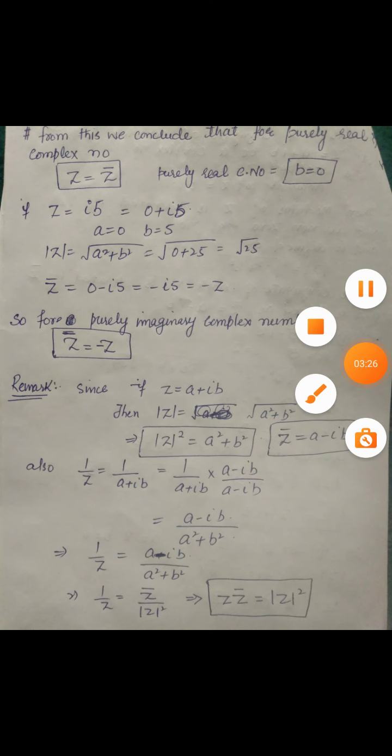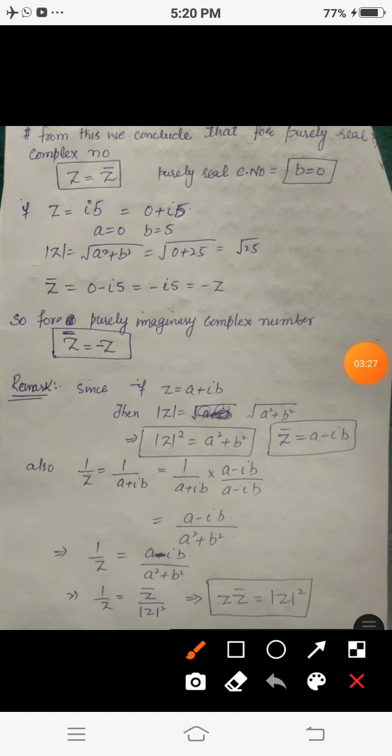From this we conclude that for a purely real complex number, that is a number where b is 0, that is the imaginary part is 0, z bar is always z, that is the conjugate as well as the complex number are identical.